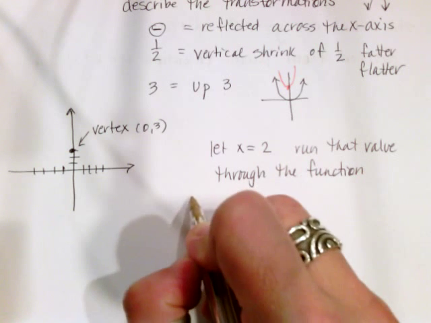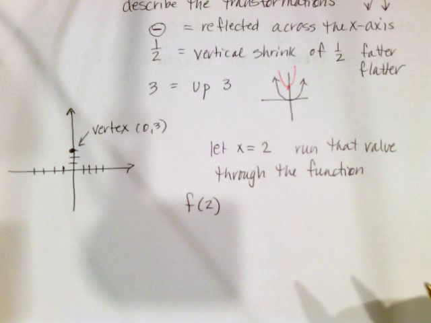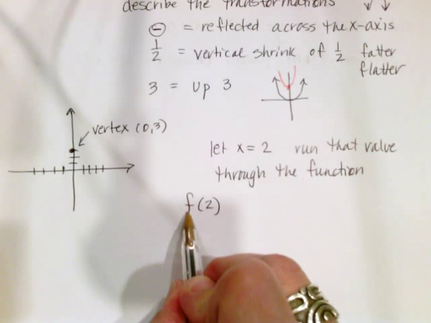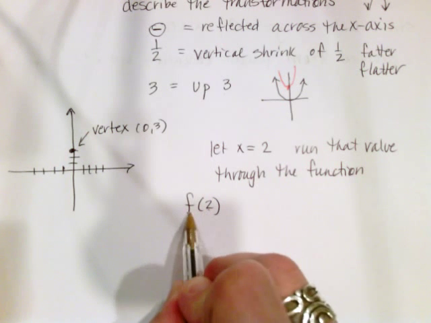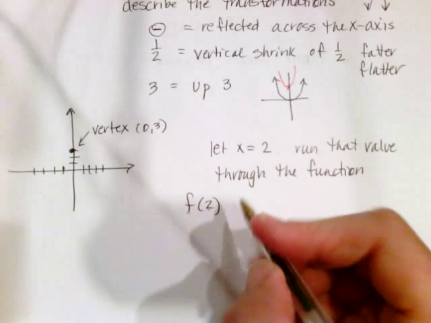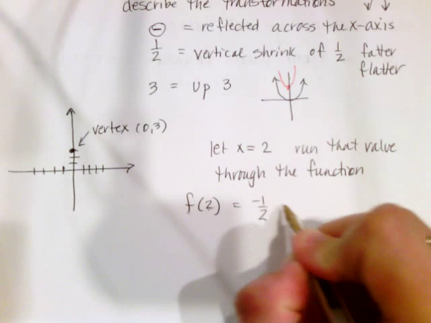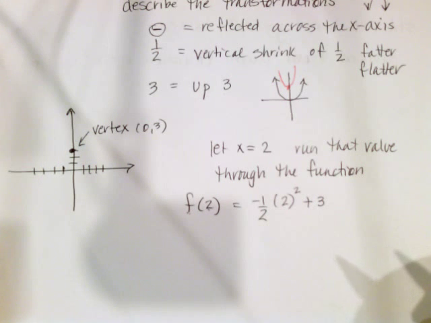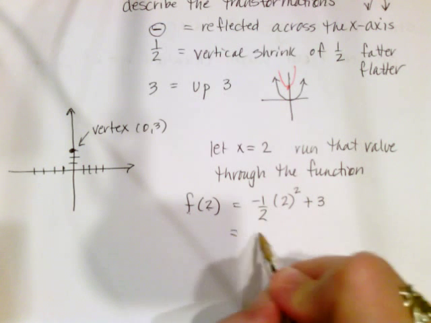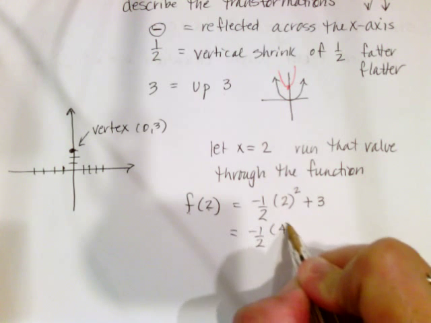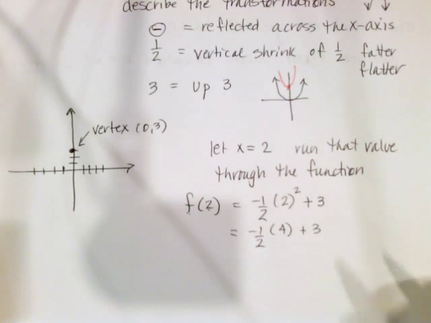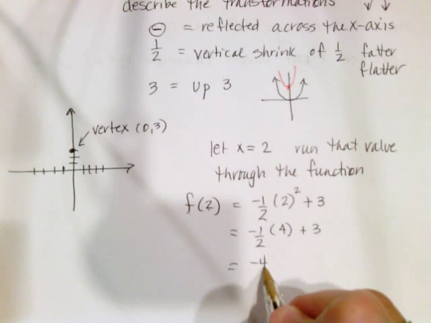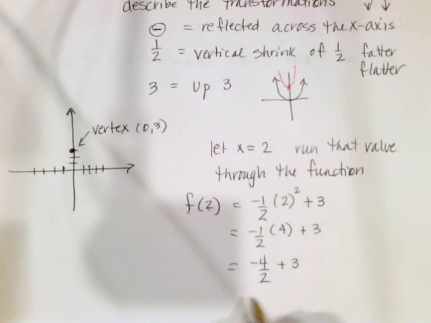And if I do that, one of the ways that I can write it is like that. This means that I am going to take a 2 and run it through this function. And so it's going to be a negative 1/2. I'm going to substitute in the 2 for the x and then plus 3. If I simplify that math, I get a negative 1/2 times 4 plus 3. Simplify again and I get a negative 4 over 2 plus 3. This is a negative 2 plus 3, and so then I get 1.